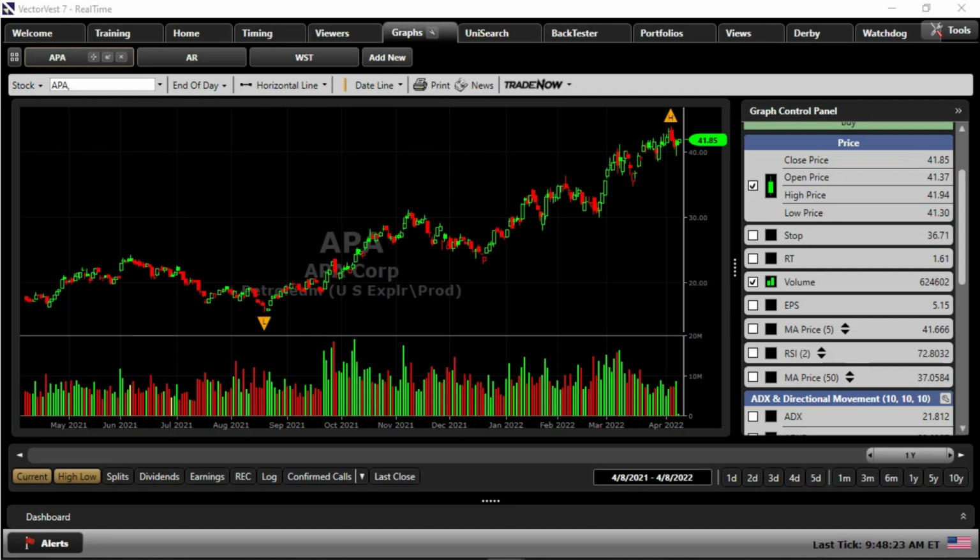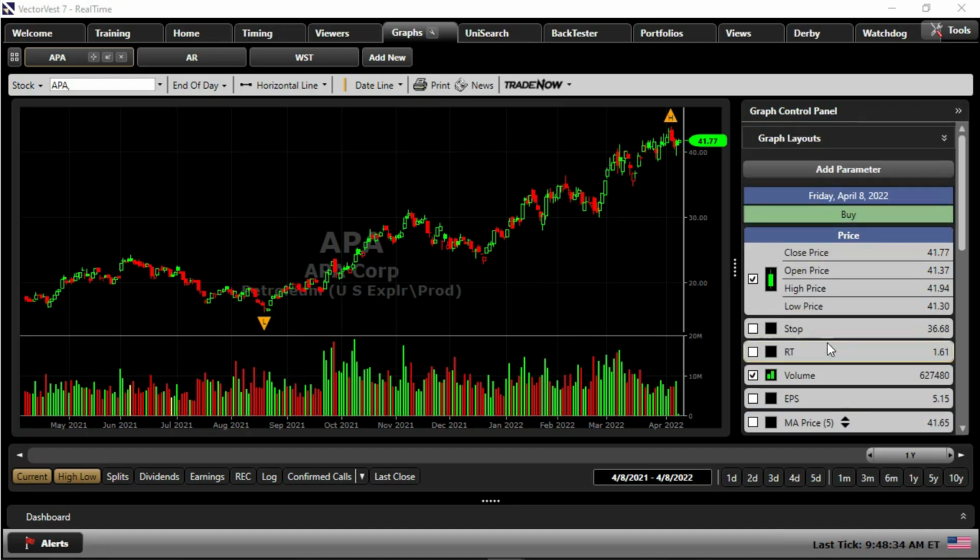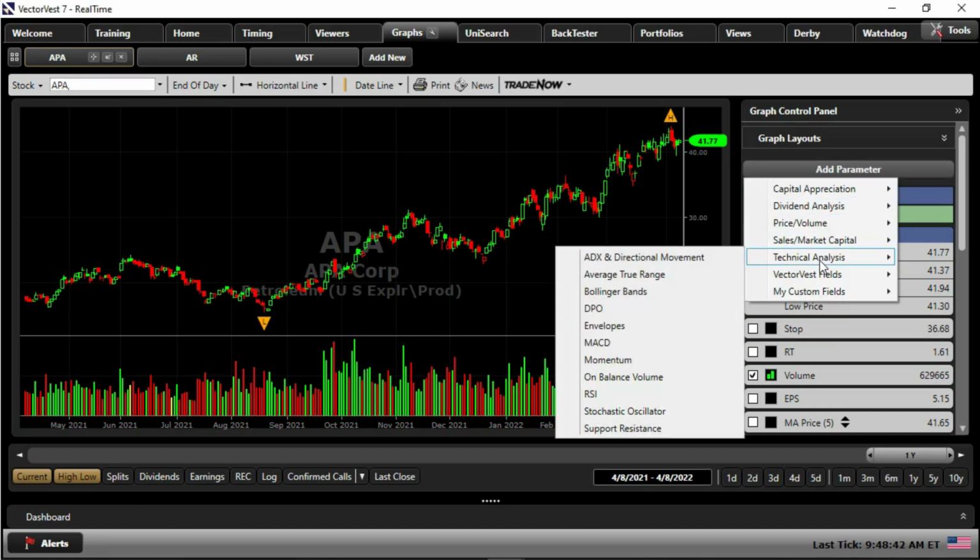So here we're looking in the VectorVest 7 real-time premium program. We're looking at APA, and all I have right now is the price of the stock at the top and volume at the bottom. So to add support and resistance to the chart, all I have to do is come up to the upper right, click on Add Parameter, go to Technical Analysis.